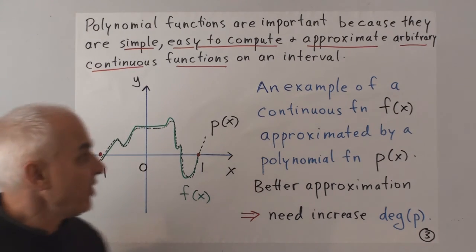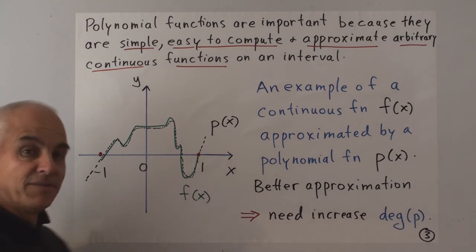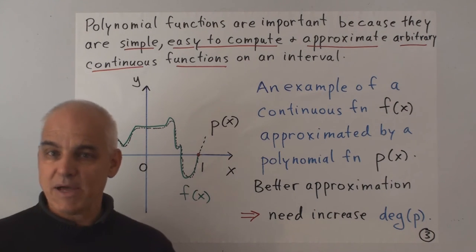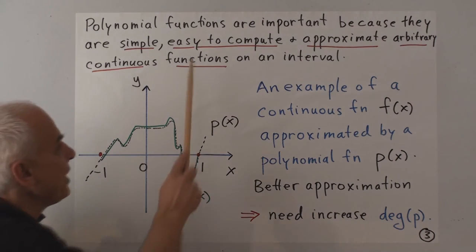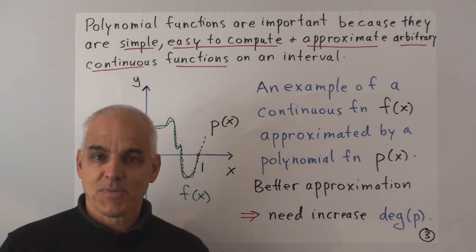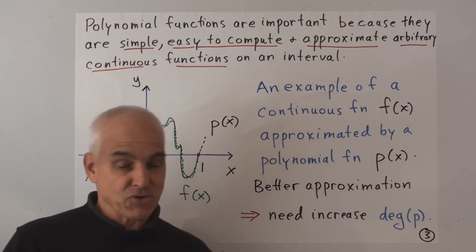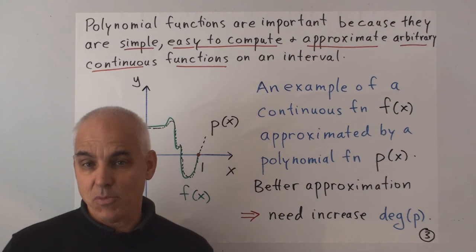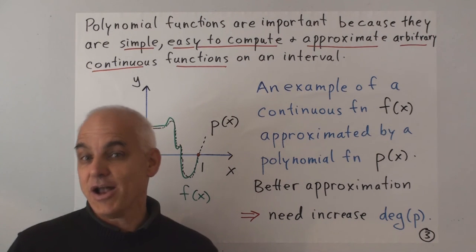Polynomials and polynomial functions are very important in mathematics. And some of the reasons are because, first of all, they're relatively simple objects. You only need a bunch of coefficients to specify a polynomial. They're easy to compute. We only require addition, subtraction, and multiplication of rational numbers to compute the value of a polynomial function. Division is not necessary.